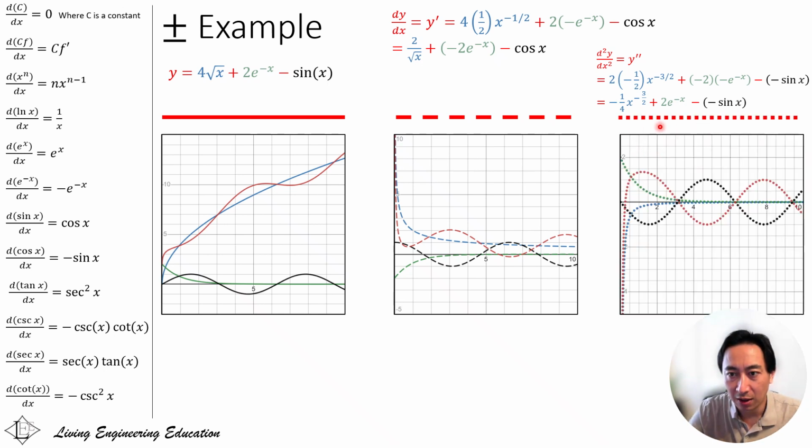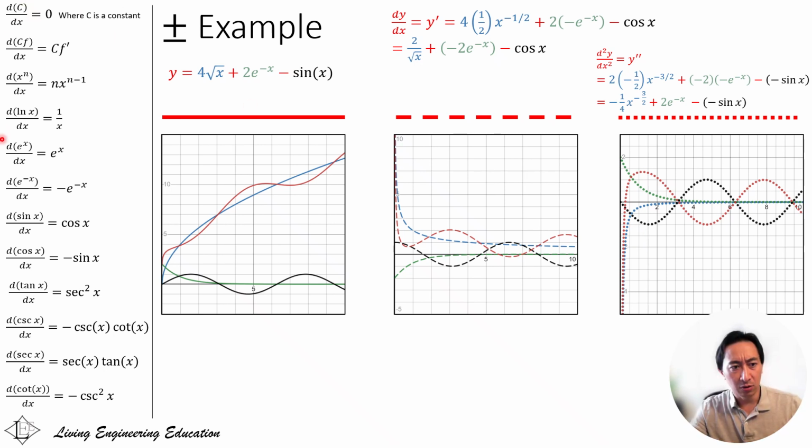So here we have 2e to the negative x. Here we have negative 1/4 x to the negative 3/2 in blue. And then in black, I have negative sine x, so I'm going to subtract that out, right? That's why this oscillation and the total sum oscillation in red here are mirrored from each other, right? Because I treated this as a subtractive term. So hopefully that makes sense.